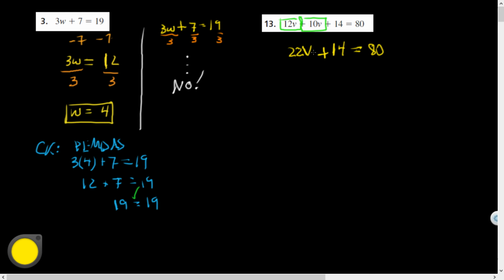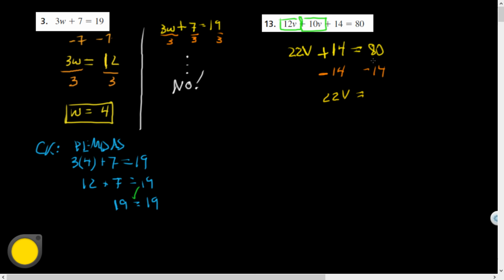So I've combined like terms, and now I want to get the v by itself. Which thing should I deal with first, the 22 or the 14? The 14. So the opposite of adding 14 is subtracting 14. And I do that to both sides. And 80 is a big number, guys. I'm scared. Let's see. 22v equals 80 minus 14 is, let's see.